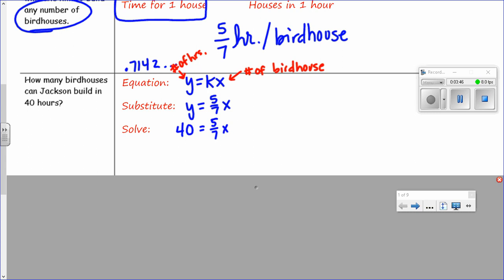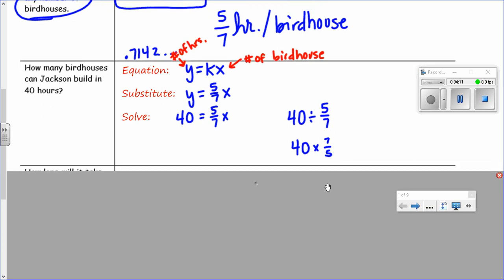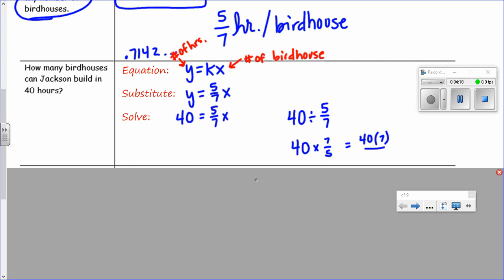Now, you're used to using whole numbers, but we can still divide. It's still 40 divided by 5/7 will give me x. So if you need a quick refresher, when I do 40 divided by 5/7, it's the same as multiplying by 7/5. That's called multiplying by the reciprocal, if you remember that from elementary school. So 40 divided by 5/7 is the same as 40 times 7/5. Now, if you multiply that, you get 40 times 7 over 5. So 40 times 7, divide that by 5, which is 280 divided by 5.